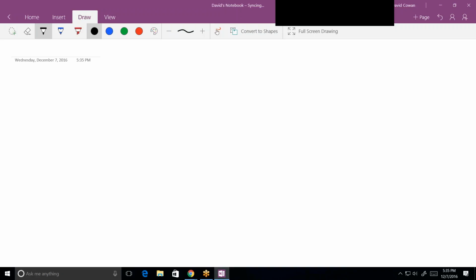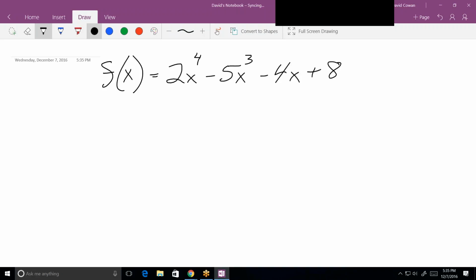All right, what else you got? So this one says evaluate f of x equals 2x to the fourth minus 5x cubed minus 4x plus 8 when x equals 3. Okay. What that means is f of 3. In other words, when I write a function and I put something inside the parentheses other than the x, it means whatever I write inside that parentheses, I'm going to substitute wherever I see x.